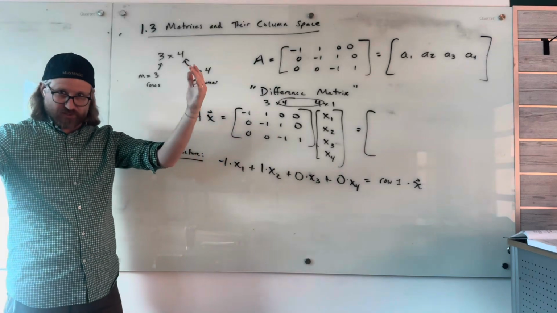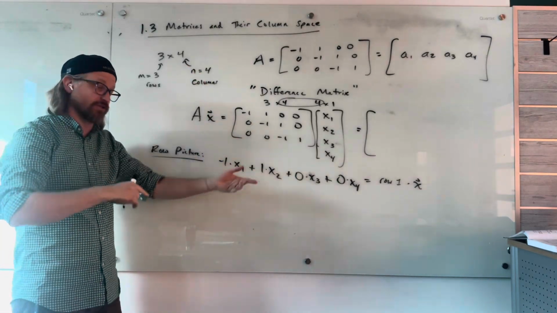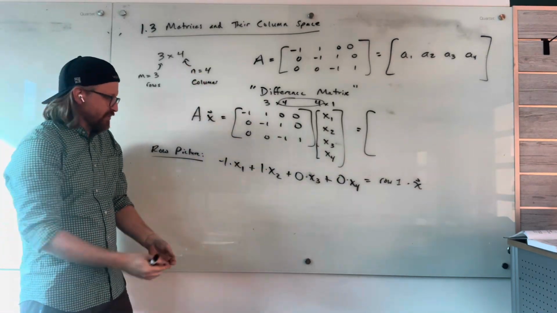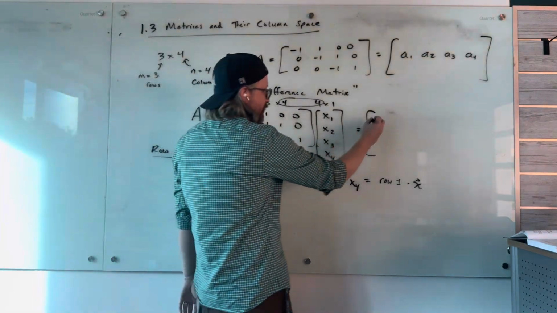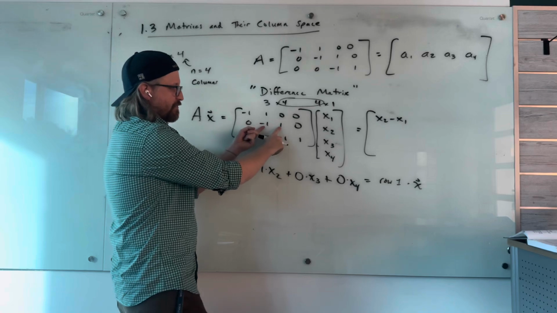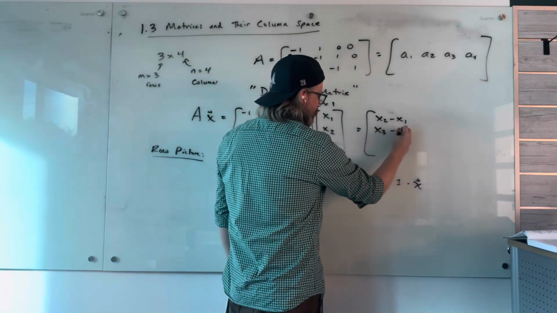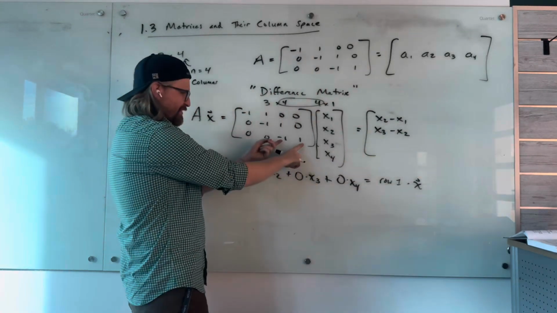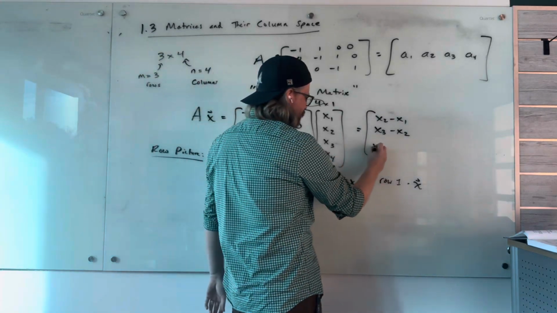So the outer dimensions actually tell me what my final answer should look like. Notice that it is going to be x2 minus x1. Here I would have x3 minus x2. And then finally, x4 minus x3.